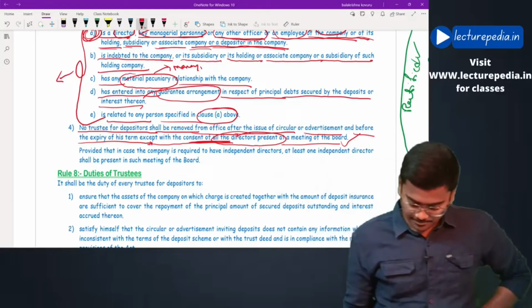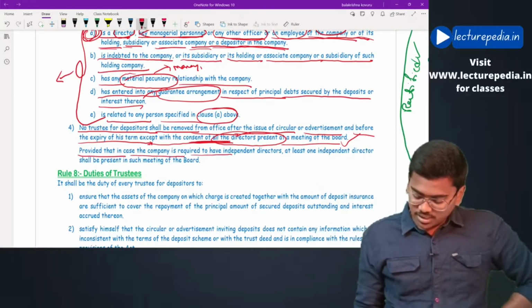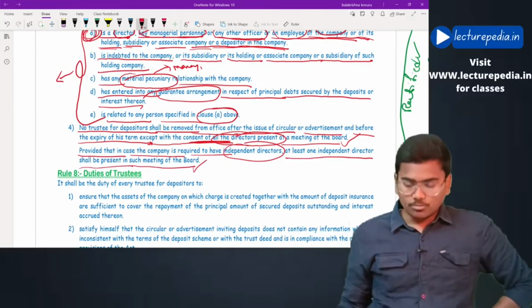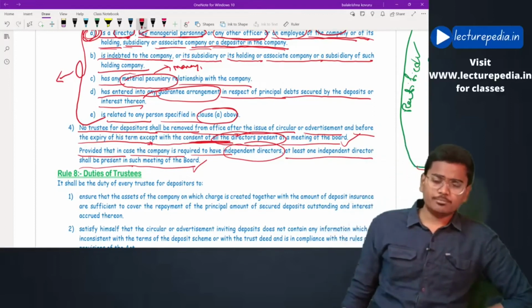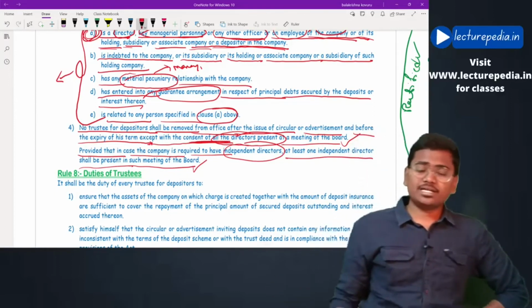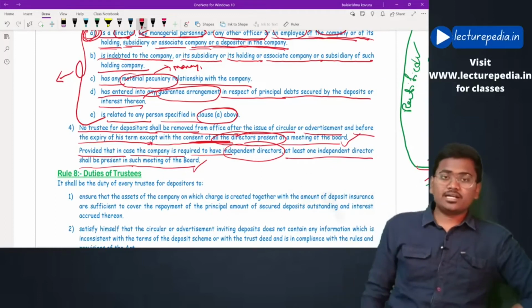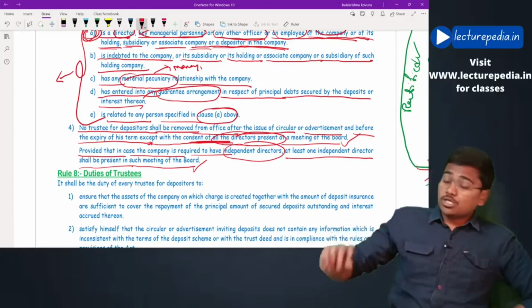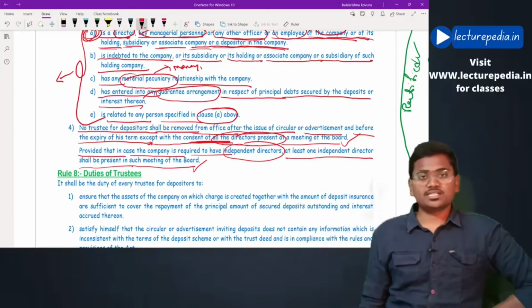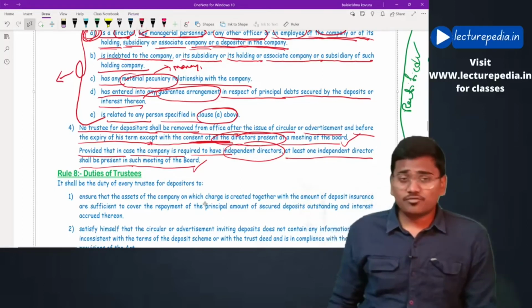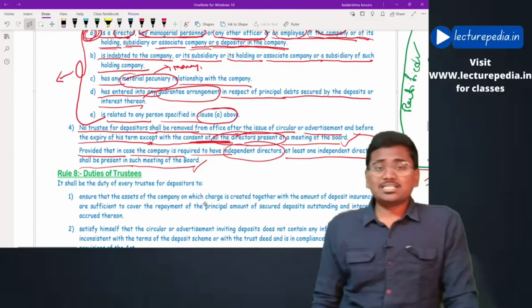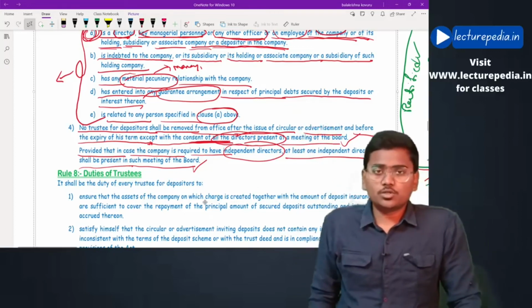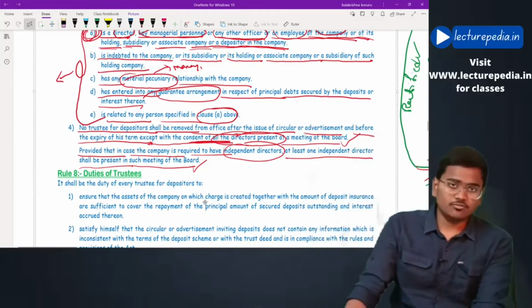Next, provided that in case the company is required to have independent directors, at least one independent director shall be present in such a meeting of the board. If there is a requirement on the company to appoint independent directors, then at least one independent director must be present at the board meeting in which the decision to remove the trustee has been taken. Hope this is clear. And for which types of companies the appointment of independent director is mandatory, that we will be discussing in the directors chapter. There is a big provision related to independent directors, section number 149, we will be discussing.